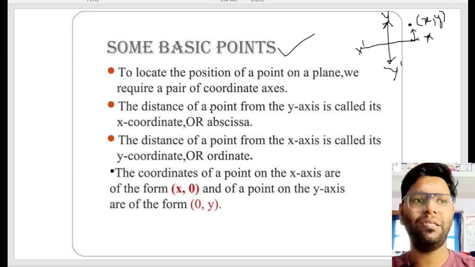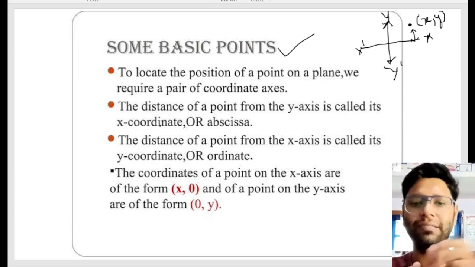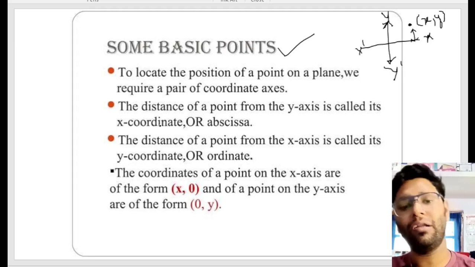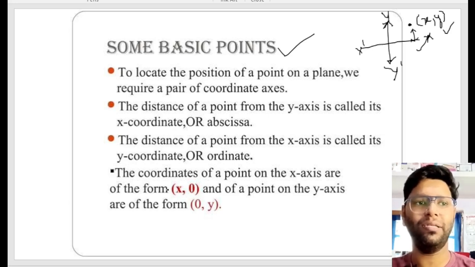Now the next, the distance of a point from the y-axis is called the x coordinate, what I have just told. From the y-axis, how far it is, that distance is called the x coordinate, and it is also known by another name, that is abscissa. Followed by, the distance of a point from the x-axis is called the y coordinate, meaning how far it is from the x-axis. That is also known as ordinate, remember this. And now one more basic concept you need to understand.